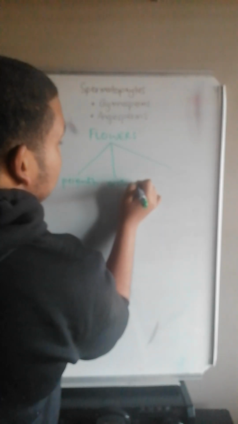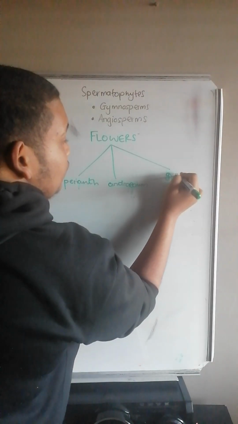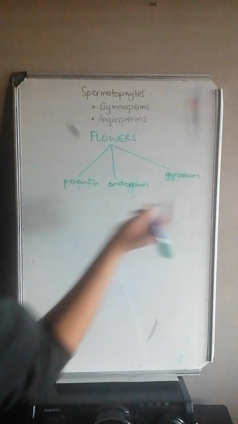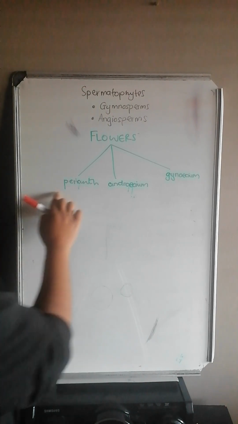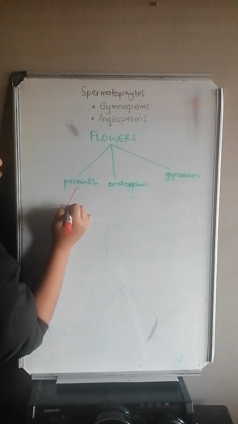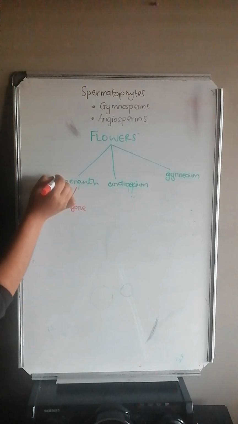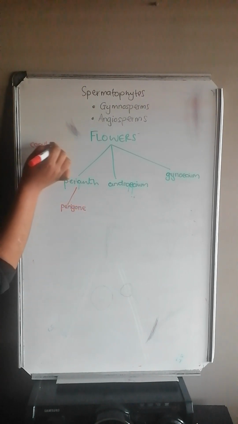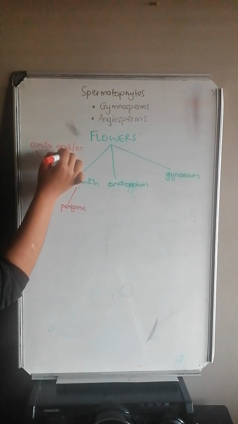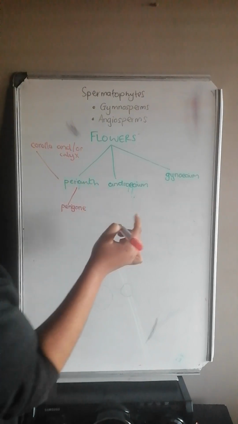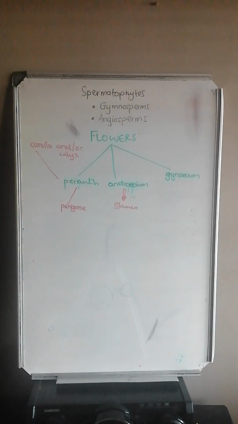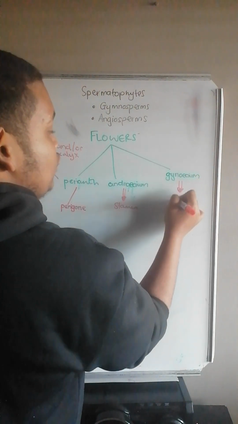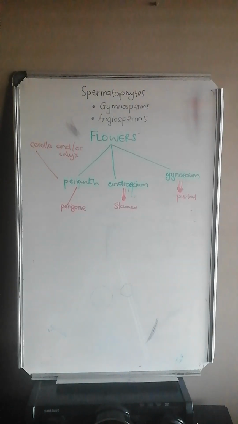This is right. Androsium. And then the other one is your gynoecium, which makes sense. Gyno, female. Androsium, andro. Now your perianth, remember you can also have a perigon, right? Your perianth can consist of the corolla and or the calyx, because it doesn't have to consist of both. The androsium is known as your stamen. It's your male part. And then the gynoecium is your pistil, the female part.